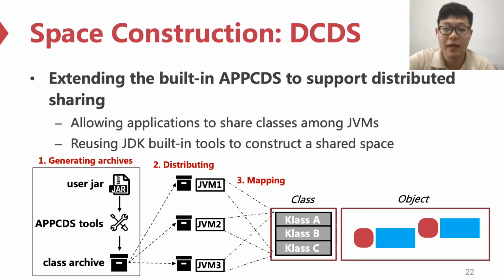To construct a space shared by multiple JVMs, we use a mechanism called DCDS, or Distributed Class Data Sharing. It extends the built-in application class data sharing mechanism in OpenJDK to support distributed sharing of both classes and objects. First, we generate a class archive from user jars through the AppCDS tools provided by the OpenJDK community. Secondly, we distribute the class archive to different JVMs. The class archive contains all classes which will be used in communication later. Thirdly, when the JVMs are launched, they map the class archive at the same address and construct the class subspace and the object subspace. So from now on, we have a shared exchange space for all JVMs on the same virtual address.